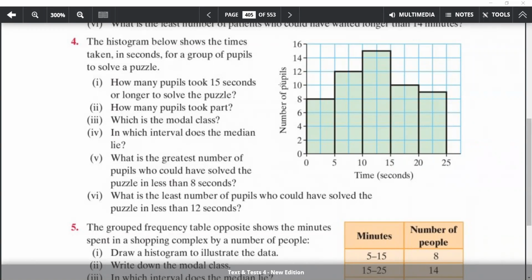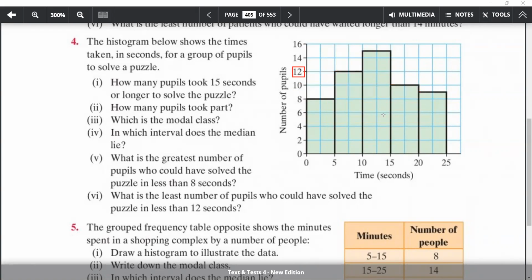How many students took part? Well, there were 8 in this group, plus another 12 in this second group, plus another 15 in this next group, plus another 10, plus another 9. So what's that going to be? 8 and 12 is 20, and 15 is 35. 35 and 10 is 45, and 9 is 54 students took part.